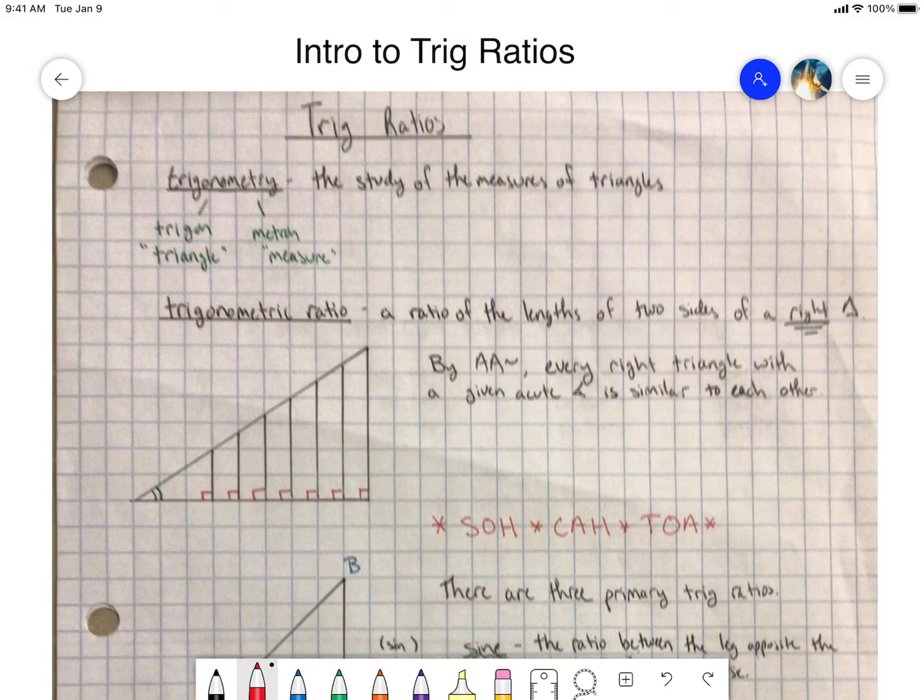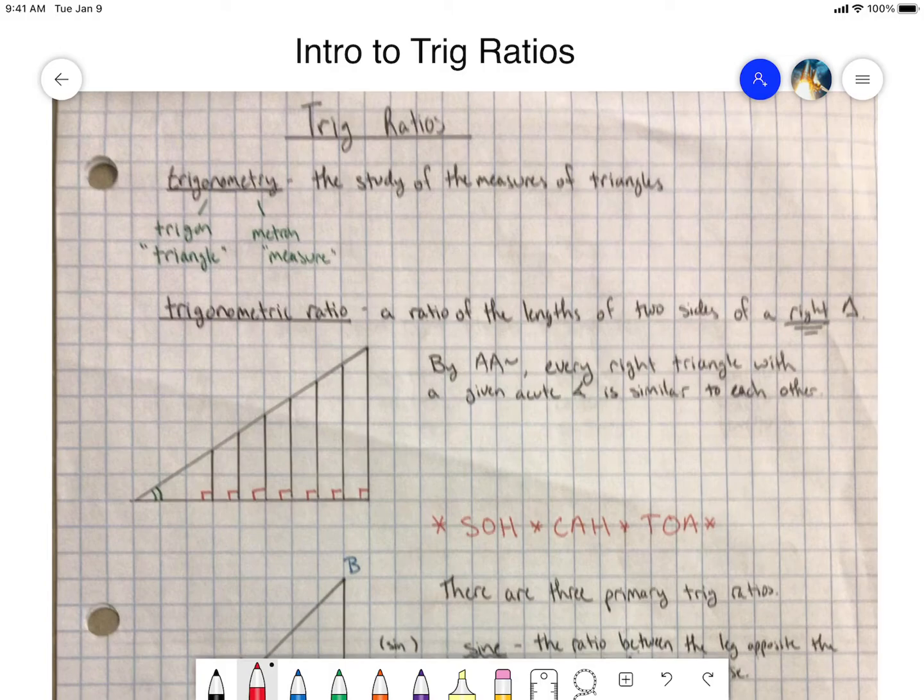All right, so what we are talking about today is trigonometric ratios. Before we can really understand exactly what those are and be able to use them, we have to talk about what trigonometry really means, okay? Trigonometry is essentially just the study of the measures of triangles. If you break down the word, trigon means triangle and metron means measure, okay? So it's just triangle measures, right? Don't be scared of the word or anything like that, okay?